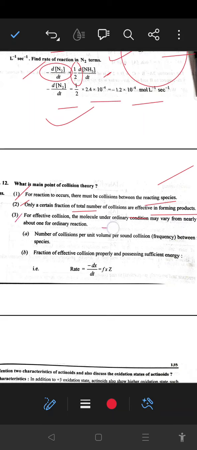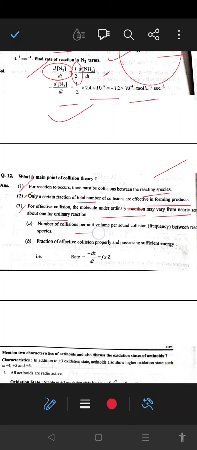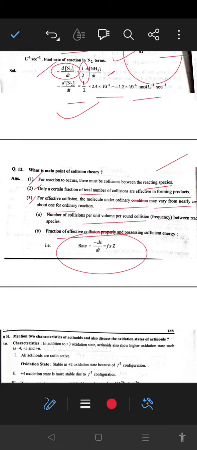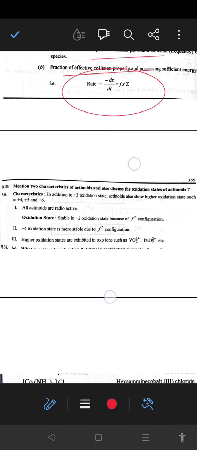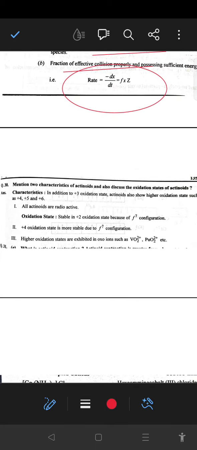Third, for effective collision, the molecules under ordinary conditions vary, and the number of collisions per unit volume per second between the reacting species, and the factor affecting collision properly, that is the rate becomes equal to minus dx over dt equals f into z. Next, mention the two characteristics of actinides.